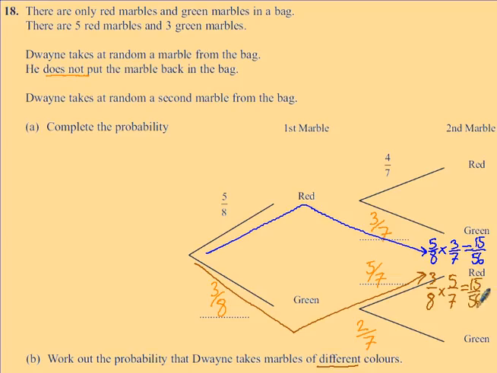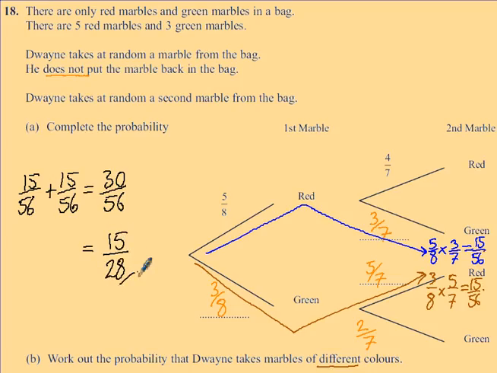out of 56. So either this event happens or this event happens, so I need to add those two final probabilities together. So I've got 15 out of 56 plus 15 out of 56, giving me a total probability of 30 out of 56. Now I should look at this and think, can I simplify? The answer being yes, the highest common factor of 30 and 56 is 2. So I end up with 15 out of 28 as my final solution.